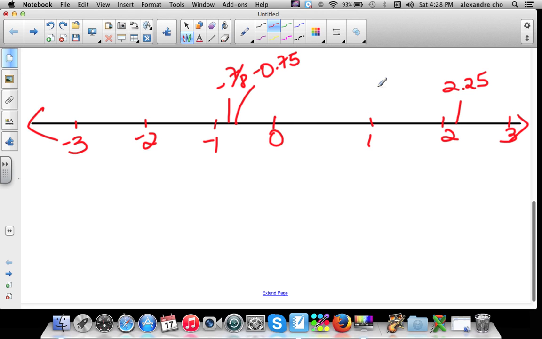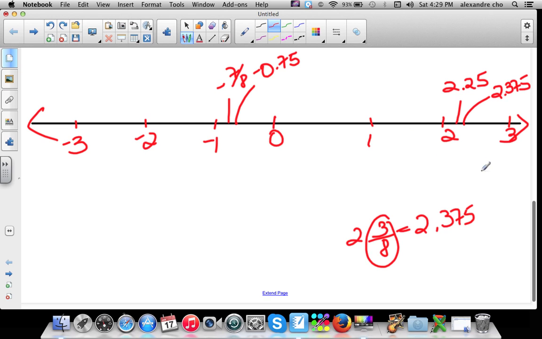Then we have 2 3/8. If you divide 3 by 8, you get 0.375, so 2 3/8 is the same thing as 2.375. That's going to be a little bit bigger than 2.25, not too much. So let's write it over here. 2.375.